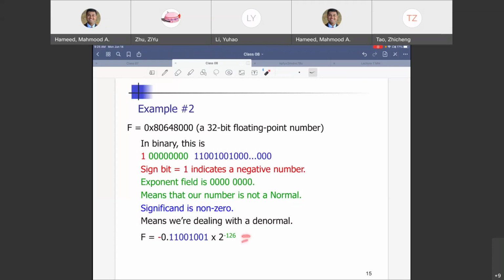Whatever this evaluates to, that would be the number. It will definitely be less than 10 to the negative 38 or less than 2 raised to negative 126.